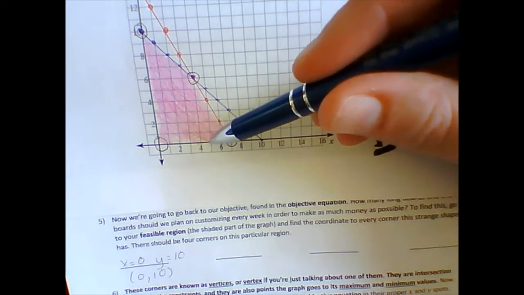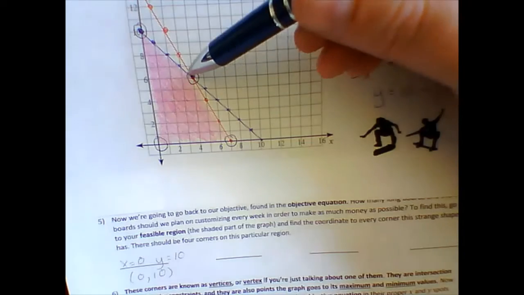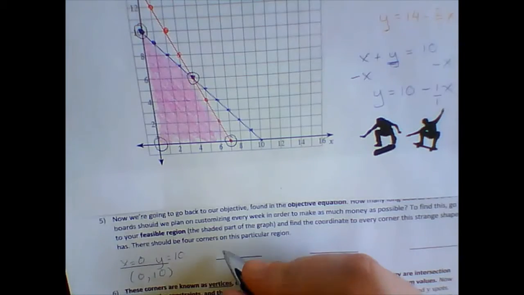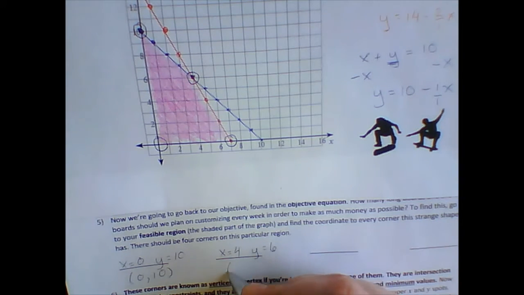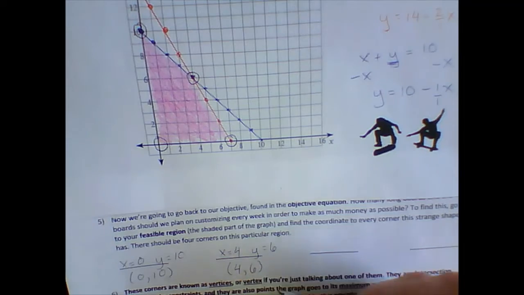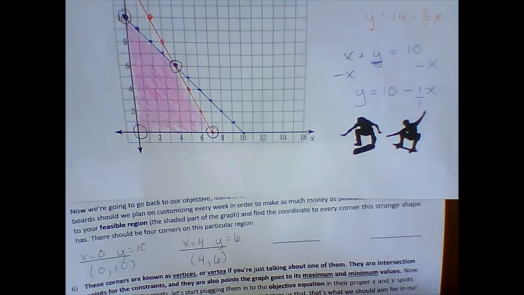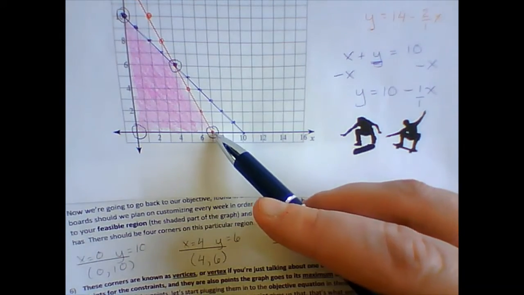So this next point has an x at 4 and a y at 6. And remember, if you need help doing this, y is the height. Okay, so if you wonder how tall something is, how high up it is, that's the y. And again, you can record it as an ordered pair or as an x and a y separately.